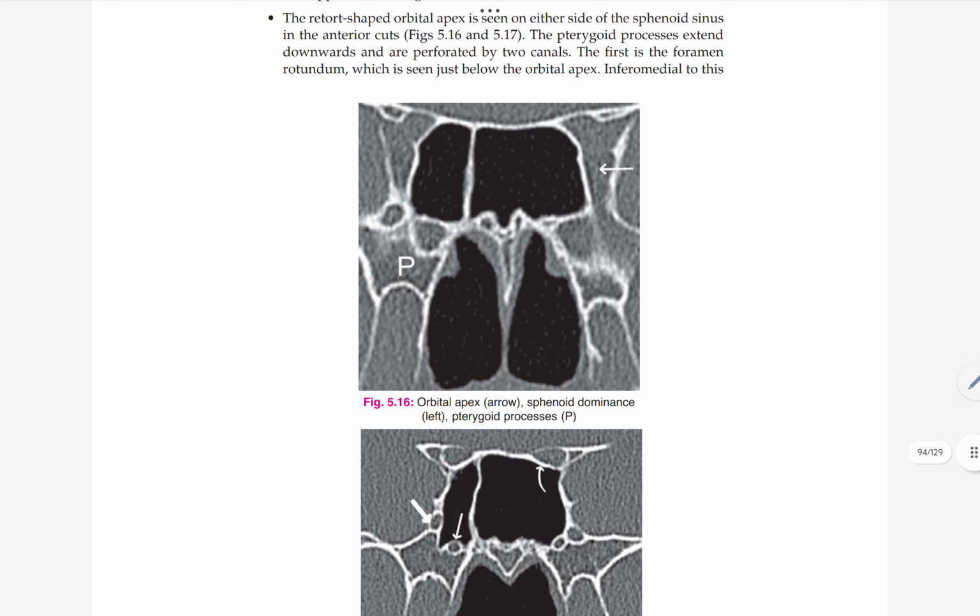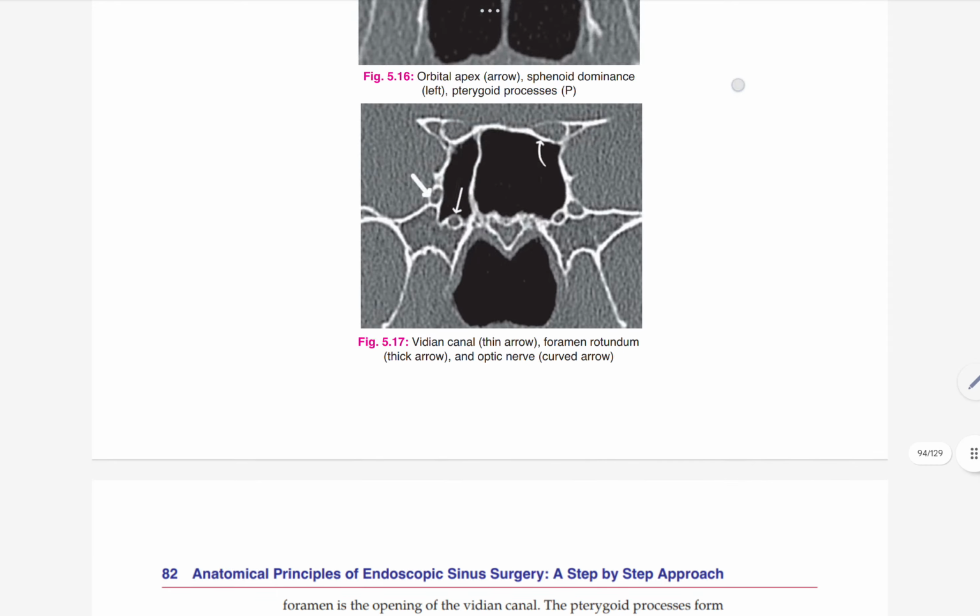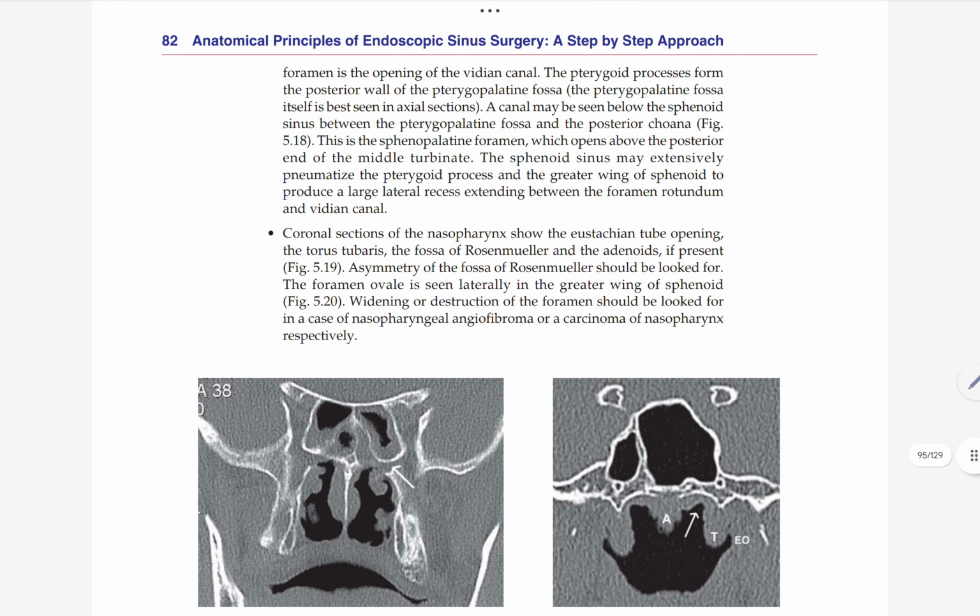The retort-shaped orbital apex is seen on either side of the sphenoid sinus in the anterior cuts. The pterygoid processes extend downwards and are perforated by two canals. The first is the foramen rotundum, which is seen just below the orbital apex. Inferomedial to this foramen is the opening of the Vidian canal. The pterygoid processes form the posterior wall of the pterygopalatine fossa.